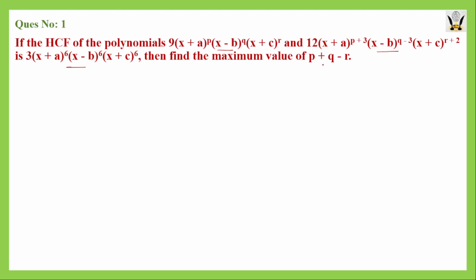Now what we will do is, as we can see in these two given polynomials, we have three factors: x plus a, x minus b, and x plus c, and along with them we have some constant coefficient, and every factor has some power or exponent value. And in the HCF also we have the same three factors, and it also has its own exponents. So first, in tabular form, we will write all these different factors for every polynomial and also for HCF, and then we will calculate the maximum value of p, q, and r, and from there p plus q minus r.